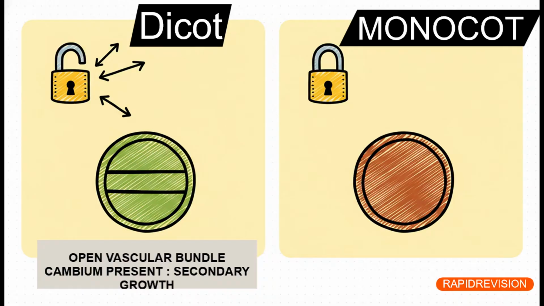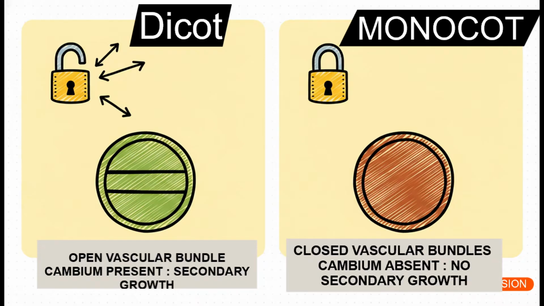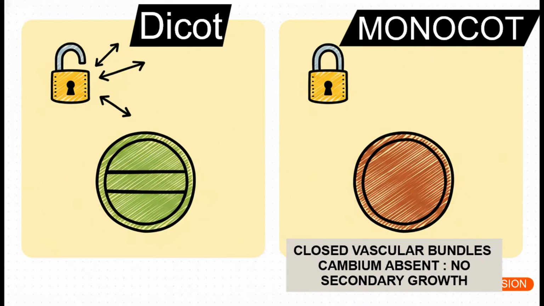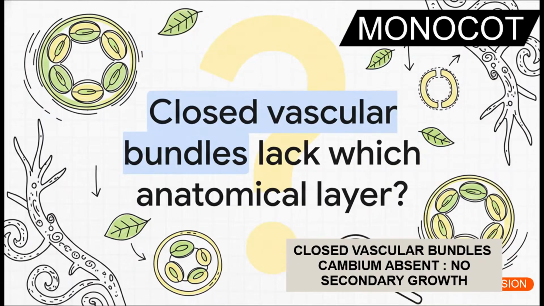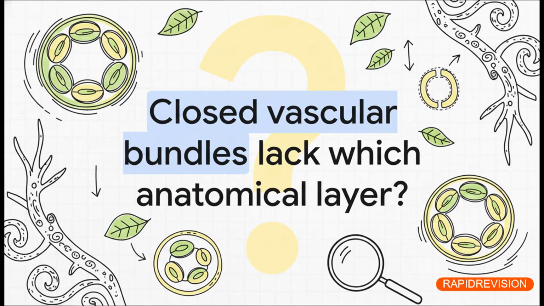Now, in closed vascular bundles, found in monocots, there is a complete absence of cambium. No cambium means it's strictly closed off to secondary growth. Samaj aya? Open means cambium is there, closed means no cambium. Simple. And right on cue, check out this NEET 2021 PYQ.